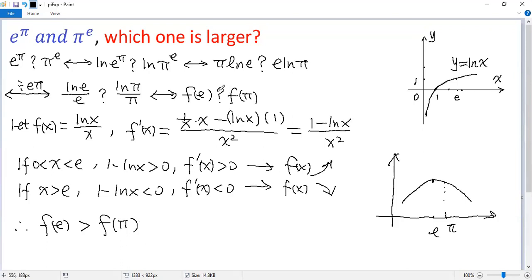That means question mark is greater than. So the final answer would be e to the power of pi greater than pi to the power of e.